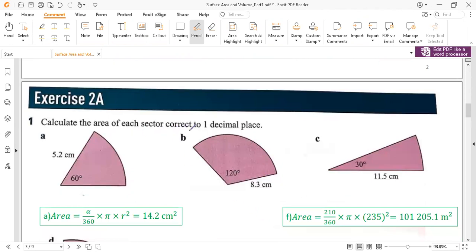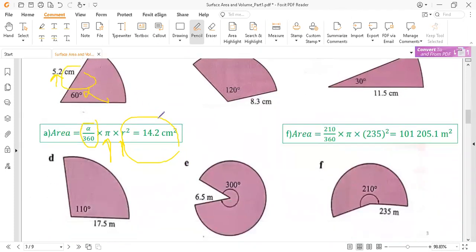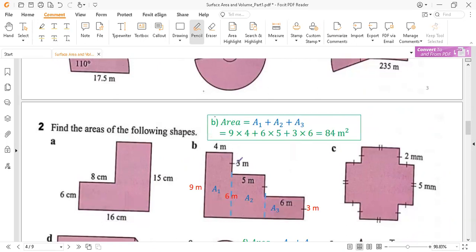So how to calculate the area of each sector correct to 1 decimal place? For example, here we have alpha and the radius, so it is equal to 60 over 360 times pi times 5.2 squared. So to obtain 14.2, we use here the unit of length, centimeter, so centimeter squared, and so on. All these examples are about sectors with different radii and different alphas as angles.